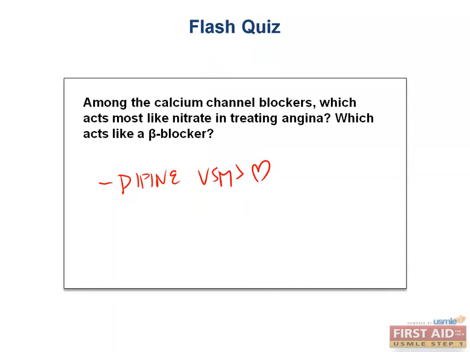And that means that they will probably act most likely like the nitrovasodilators, which we like to give to someone that has angina because we want to increase the diameter of the coronary vessels to increase flow. So which one acts like a beta blocker? Probably ones that have an effect on calcium channels that are responsible for conductivity in the heart.